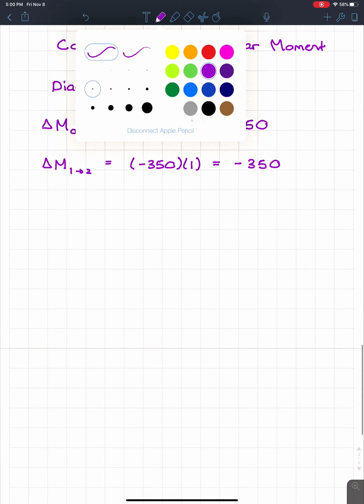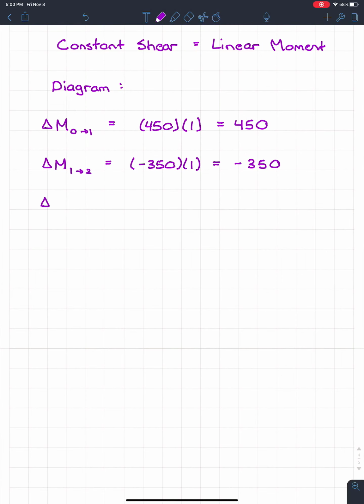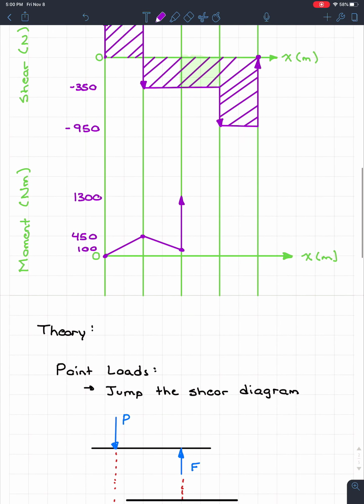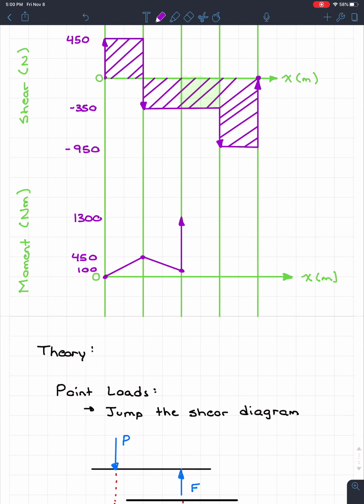So delta M, 2 to 3, is going to be equal to negative 350 because the shear doesn't change. So we know that we're going to pop down from 1300 to 950. Pop down like this. And I'm going to put that 950 a little bit lower so everyone knows exactly where that is.